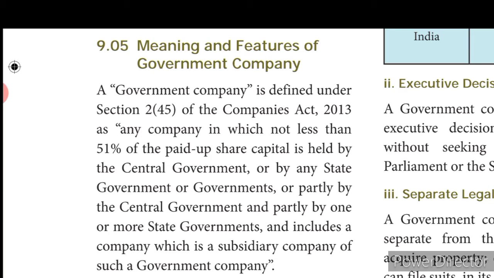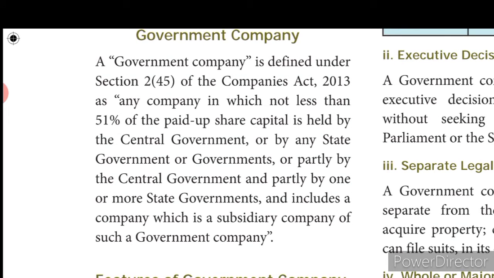Is that clear? A government company is defined under section 2(45) of the Companies Act 2013 as any company in which not less than 51% of the paid up share capital is held by the central government or by any state government or governments, or partly by the central government and partly by one or more state governments, and includes a company which is a subsidiary company of such a government company. Okay, so that is what is called a government company.